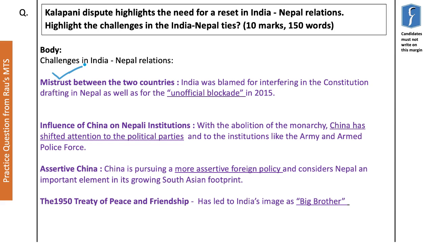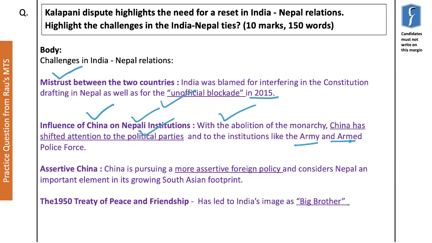Now we note that India was blamed for interfering in the constitution drafting in Nepal, and also India was accused of an unofficial blockade in the year 2015. And this was because of the Madhesi issue in the constitution drafting in Nepal. Another challenge has occurred because of increasing influence of China on the important Nepali institutions. And with the abolition of monarchy, China has shifted its attention to the political parties, and also it is now interfering or influencing the institutions like the army and the armed police force.